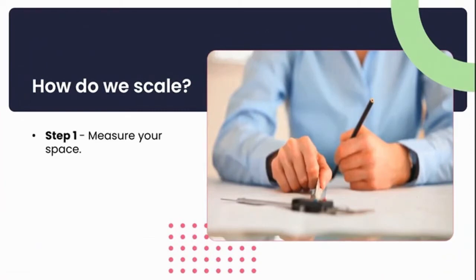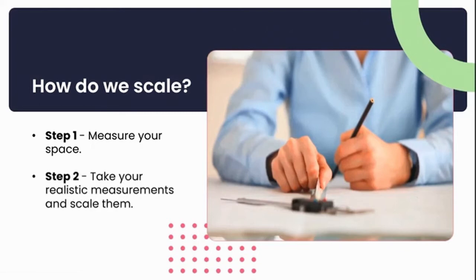Firstly, our step 1 is measuring your space. So this is literally taking your tape measure, taking dimensions and gathering as much dimensional information as you can. Step 2 is to take your realistic measurements and scale them to the drawing that you're working from.